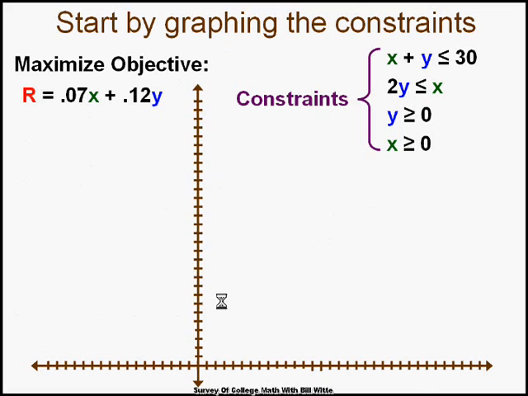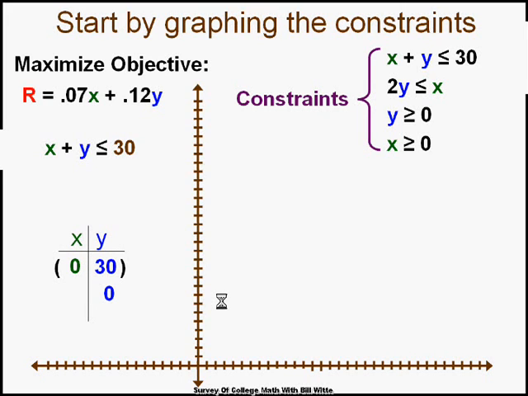It's always best to start at the beginning. Well, let's once again start by graphing the constraints. We'll graph this one: X plus Y is less than or equal to 30. I'm going to try the intercept method on that. Put a 0 in for X, and I get 30 for Y. Put a 0 in for Y, and I get 30 for X. And there's that line.